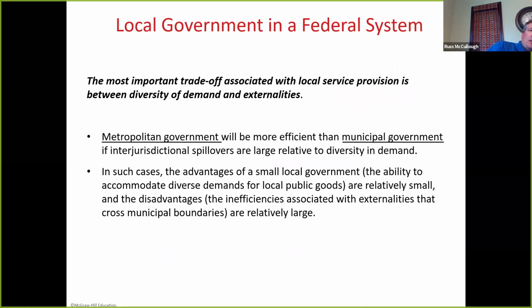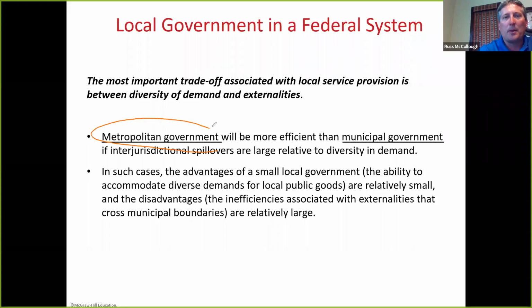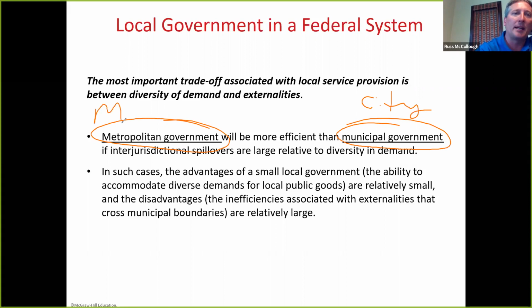All right, so how local should we go is what this set of stuff is looking at. So the metropolitan government versus the municipal government. This would be at the city level. And here, metro means multi-city. So if we start thinking about the Kansas City metro area, then we have Overland Park and Olathe and whatever.